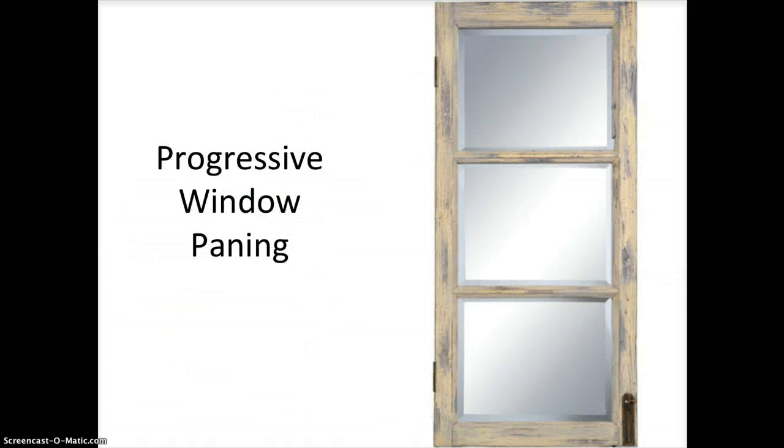Progressive window painting. Same as the last slide, only this time ask them to draw a window pane that matches the number of your major points. They need to draw a simple picture and add a 1 or 2 word summary for each point.